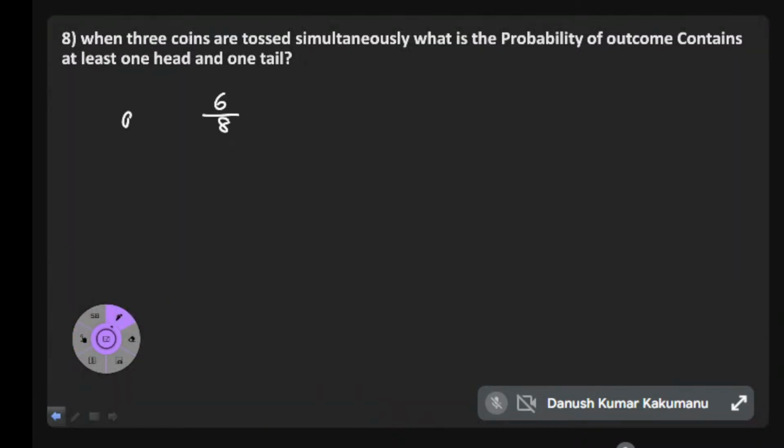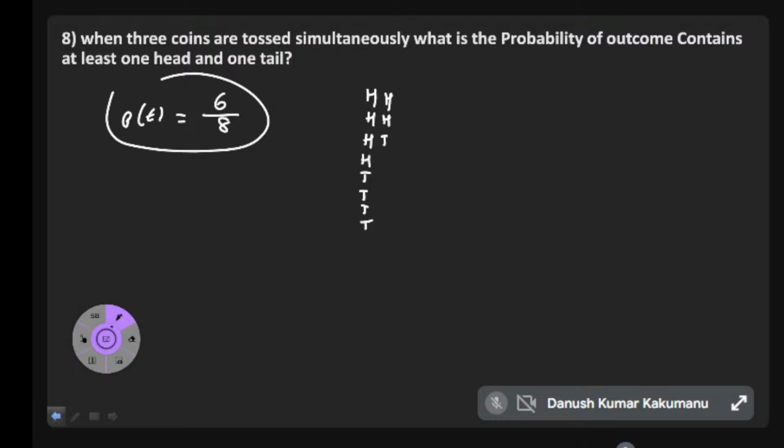All of you know. What are the possibilities here? 3 heads, 3 tails, 2 heads 1 tail, 1 head 2 tails. What is the answer? 6 by 8. At least 1 head and 1 tail means everything except 3 heads and 3 tails. All the remaining are favorable. Yeah, coming to our next question.